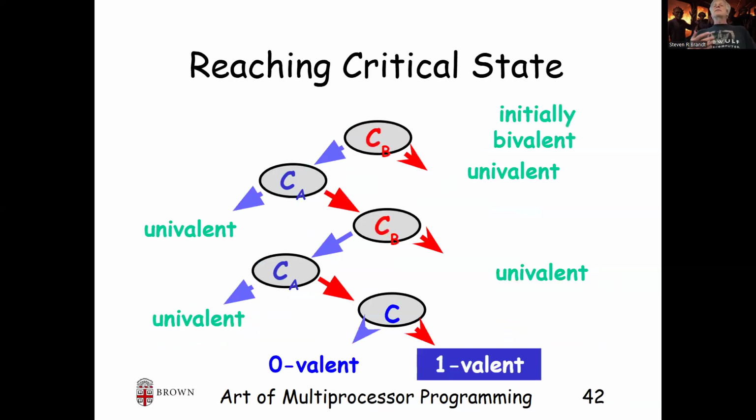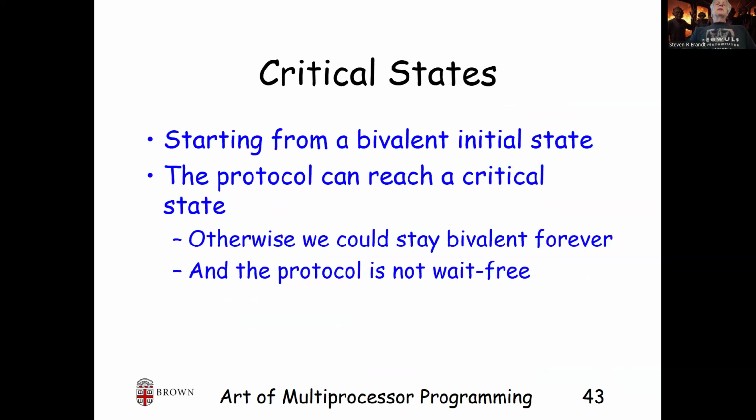And eventually there has to be a critical state. So in this example, right, we have a bivalent leading to a bivalent, leading to a bivalent, leading to a bivalent, but eventually it gets to a critical state no matter what we do. If this is going to work at all, right, there has to be a critical state somewhere where we can go from unknown to decided, from undecided to decided.